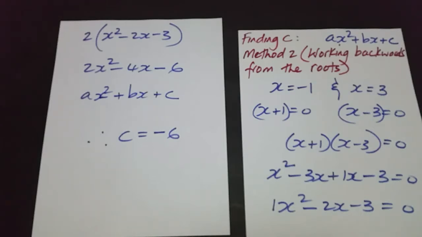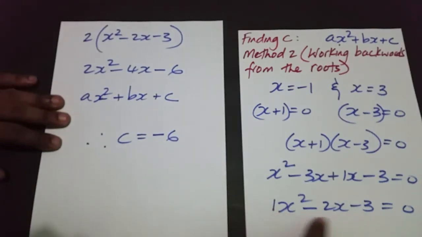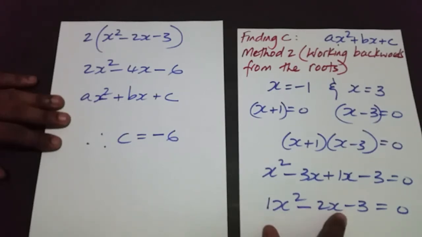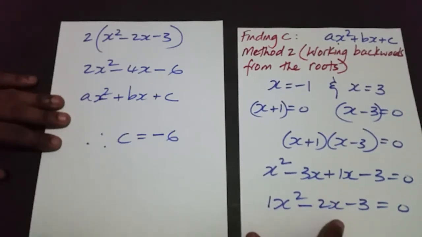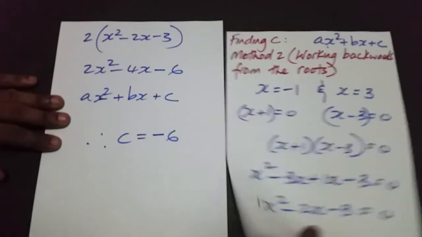So we have to be extremely careful with what we're doing, because some students would stop here and think that, oh, it's finished and done with. No, we have to be very careful about that. So these are two methods that we could have employed to find the value of c. Again, one of them was converting the completed square form to the quadratic form, and the other was working backwards from the roots.